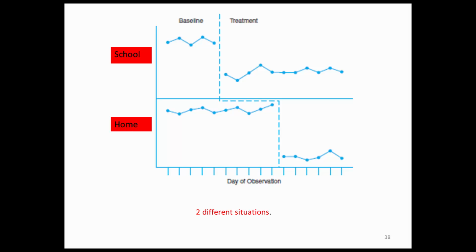And finally, sometimes you can do your treatment in two different situations. For example, you have a disruptive behavior from a participant or a student, and you start your treatment in school on day 5, and you start your treatment at home on day 14. And you see in both situations, as soon as you start your treatment the behavior changes. You have strong proof that your treatment is working.